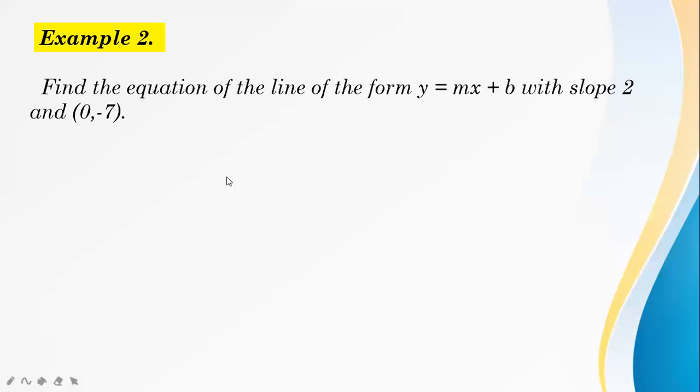Next, number 2, we have find the equation of the line of the form y equals mx plus b with slope 2 and y-intercept negative 7.